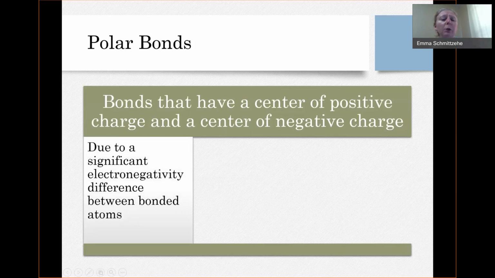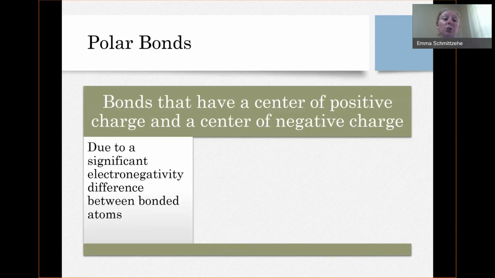Really, what this is due to is some significant difference in electronegativity between the atoms that are involved in the bond. For instance, if you had two atoms of the same element bonded together, those have the exact same electronegativity. So that would be nonpolar. But if you have something with a low electronegativity attached to something with a high electronegativity, as long as they're not too big of a difference, it will create a polar bond.